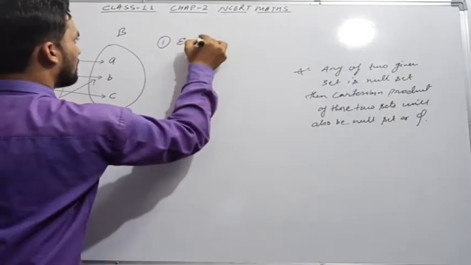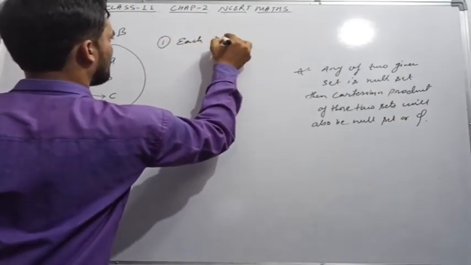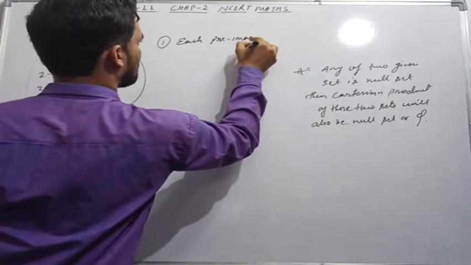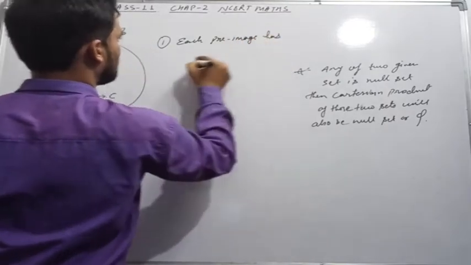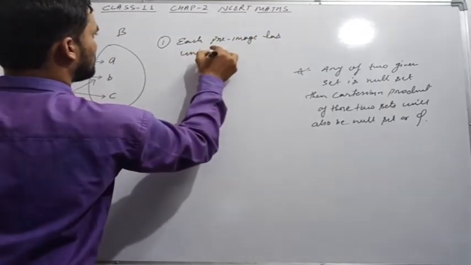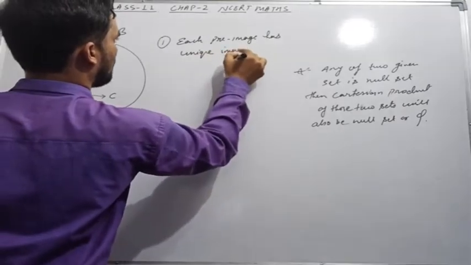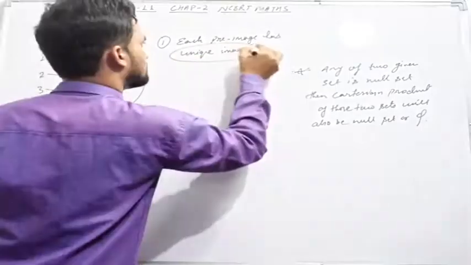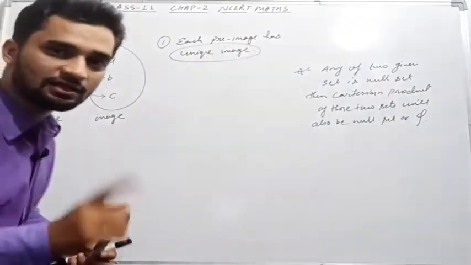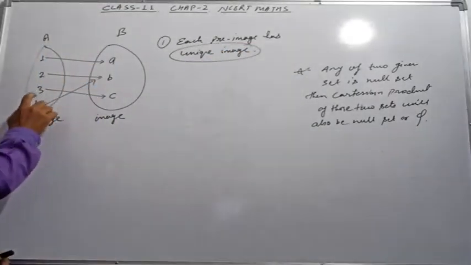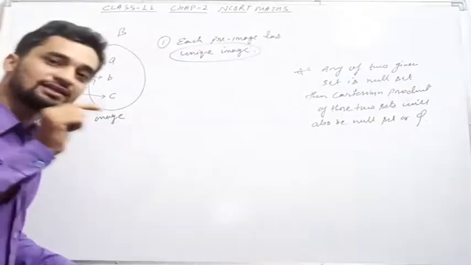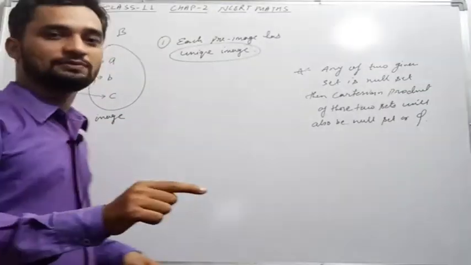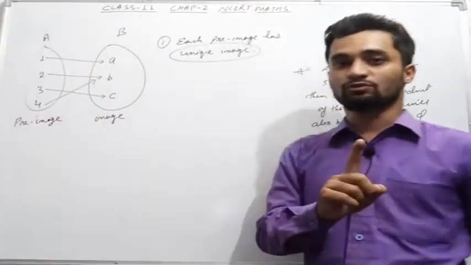Each pre-image has a unique image. Focus on this word, unique image. It means एक प्री इमेज का एक ही इमेज होगा, एक प्री इमेज का एक ही इमेज होगा.